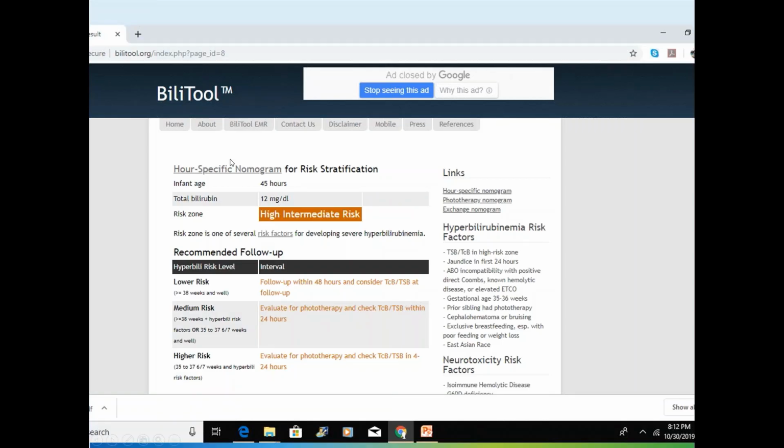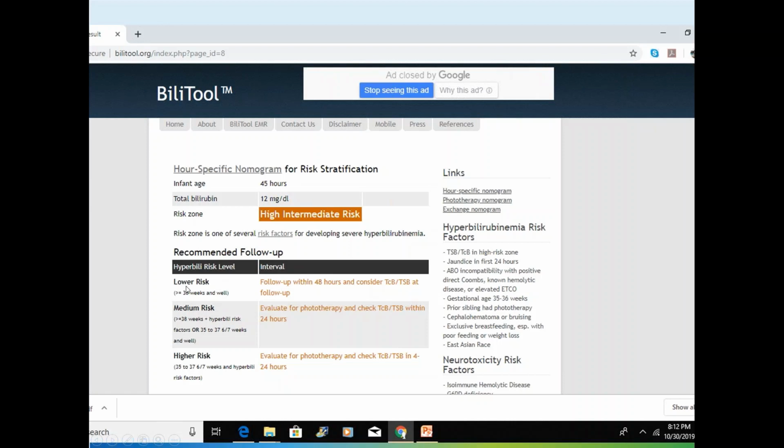So this is a screenshot from a baby's entry. The baby is 45 hours old. Total bilirubin was 12 milligrams per deciliter. So this is on bilitool.org. And it is giving the first reading, which is the categorization of the risk as high intermediate risk. These are the risk factors which we'll be looking at in the next few slides.